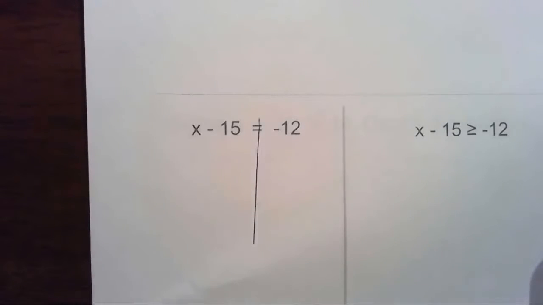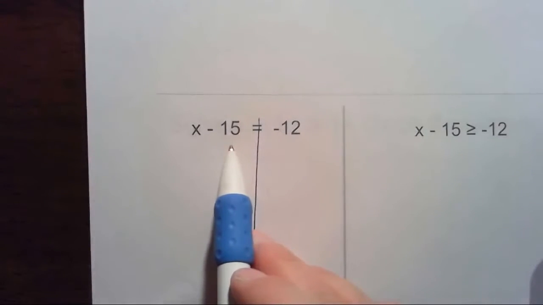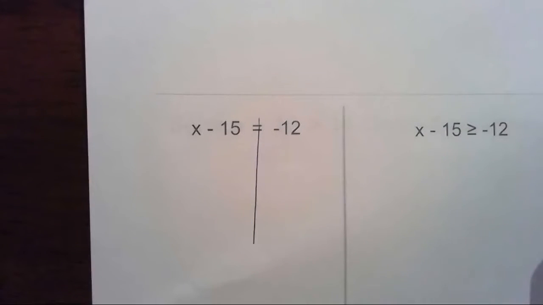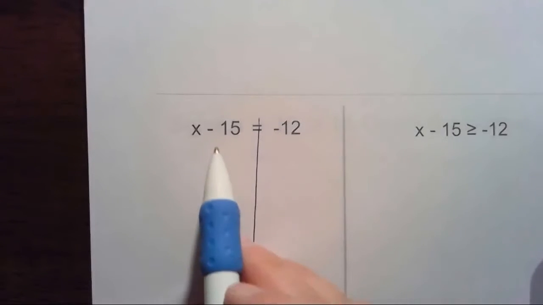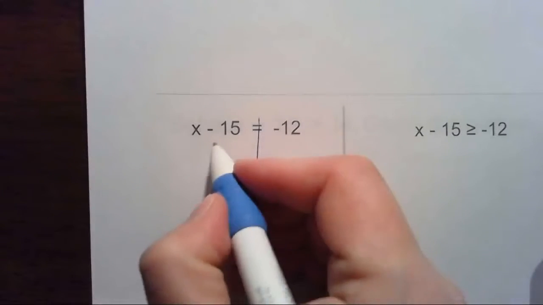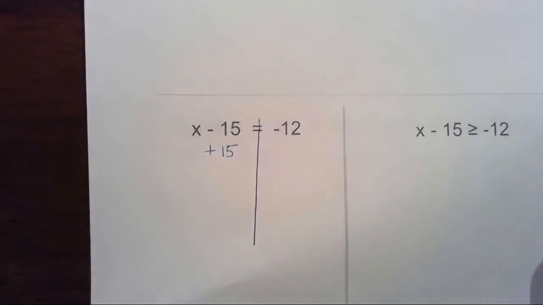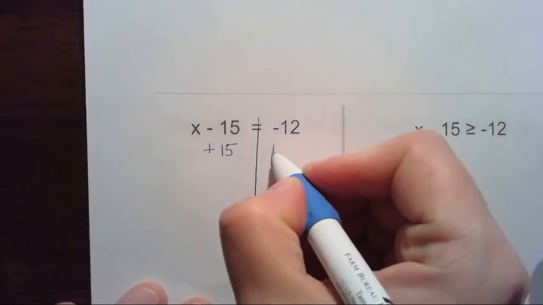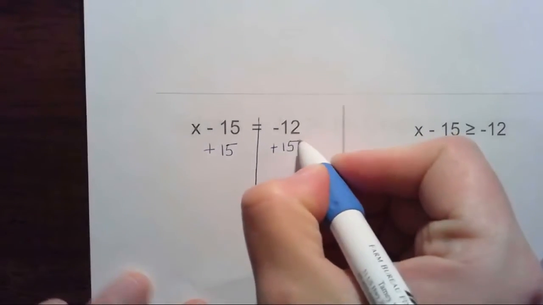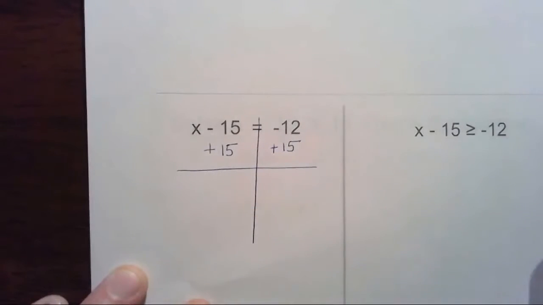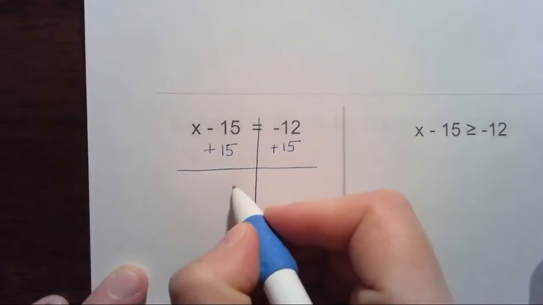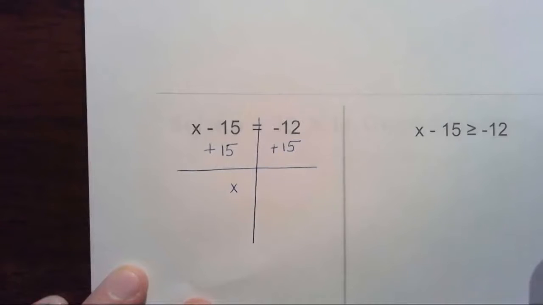I'm going to separate my left side from the right side. I want to isolate my variable. That means that I want to get rid of negative 15. I'm going to do it by inverse operation. So how do I get rid of negative 15? I have to add 15. Now I have to use the golden rule, which means whatever I did to my left side, I have to do to my right side. As I do it, my 15s go away. That leaves me with x on the left side.